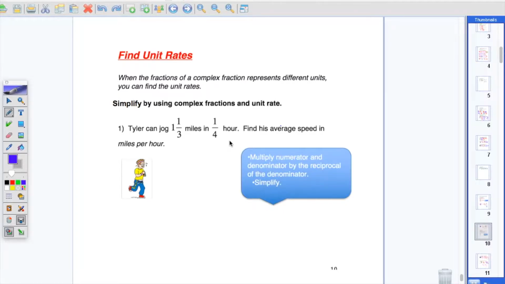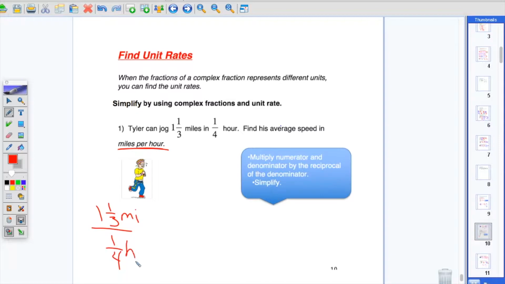Find unit rates. When the fractions of a complex fraction represent different units, you can find the unit rates. Simplify by using complex fractions and unit rate. Number 1 says Tyler can jog 1 1/3 miles in 1/4 of an hour. Find his average speed in miles per hour. Miles per hour is how you want to set up the complex fraction. 1 1/3 miles over 1/4 of an hour.